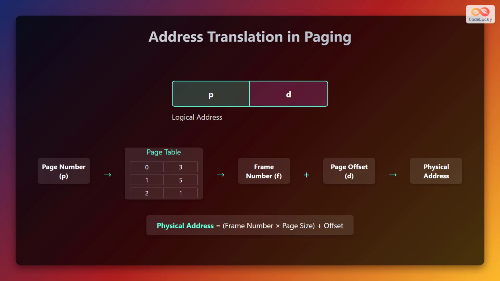The physical address is calculated by combining the frame number with the offset. So here's the formula: physical address is equal to frame number times page size, plus the offset. This translated address allows the central processing unit, or CPU, to access the correct location in physical memory.